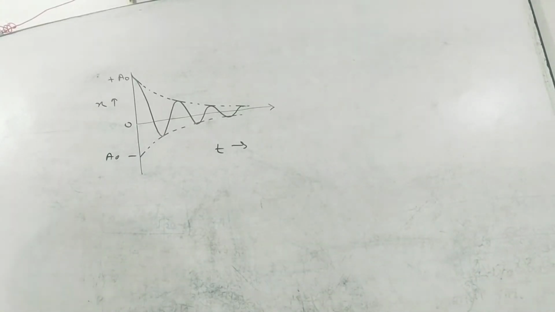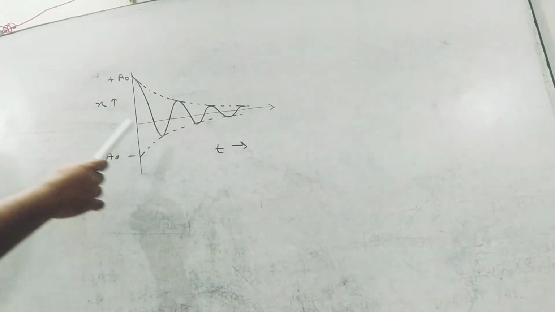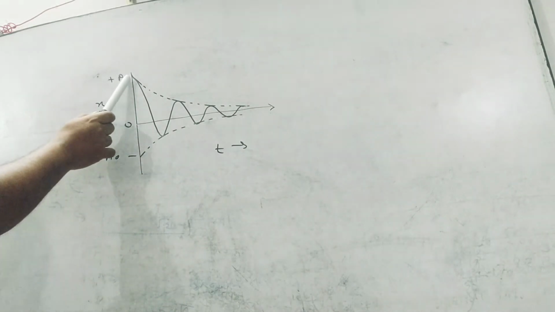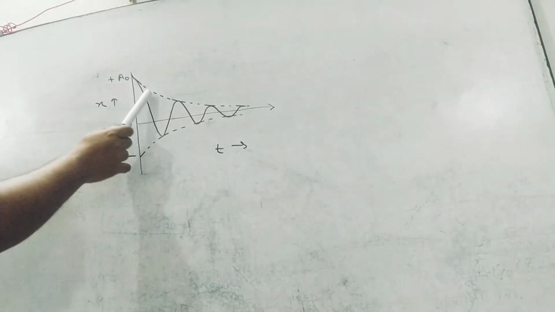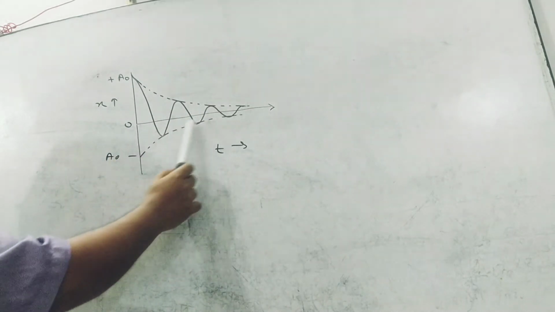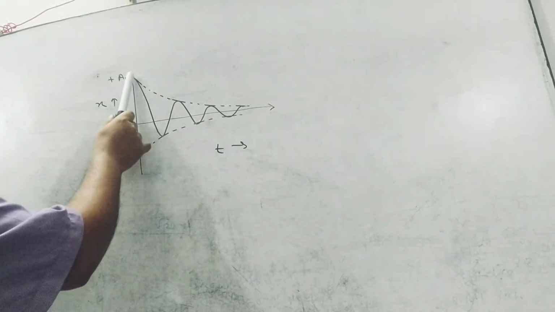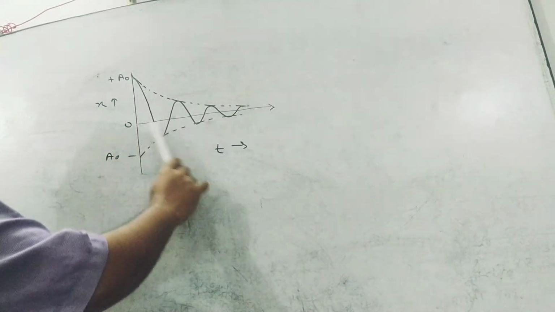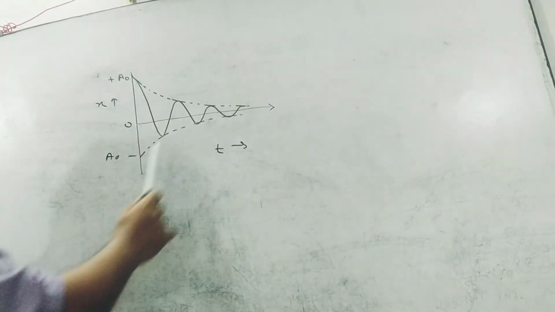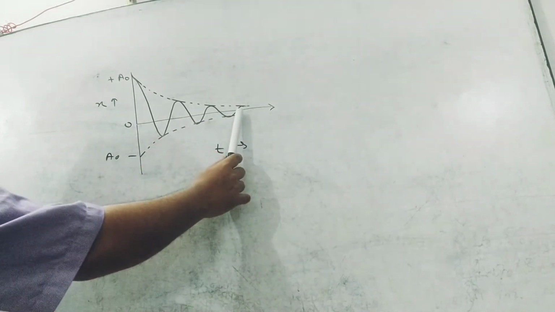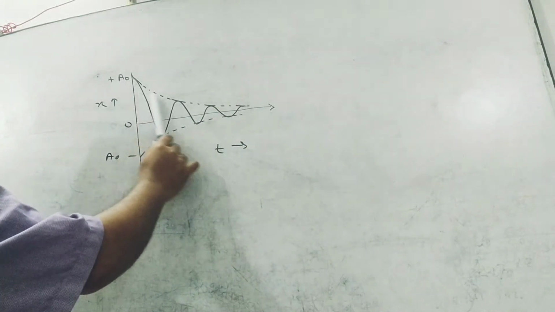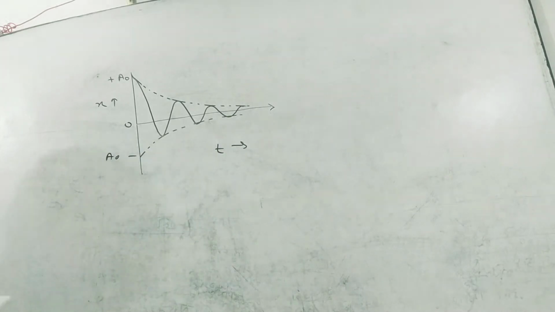This graph shows the variation of amplitude with time. Here amplitude of the body is a factor of exponential. That's why amplitude decreases with time. After infinity time, the amplitude will be 0.